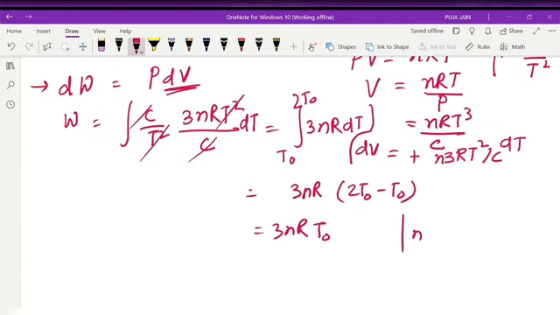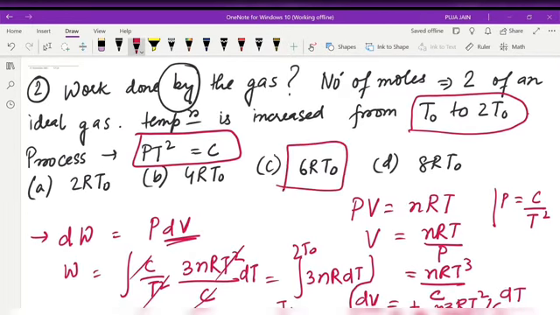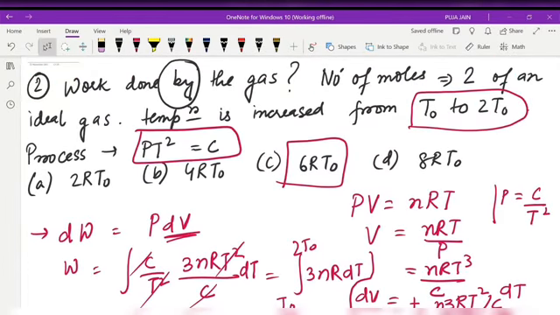N they have already provided as 2 moles. So we will substitute this, we get 3 into 2 R T0. So our answer is 6 R T0. Let's see which option is correct. 6 R T0 means option C. Our correct option is option C. You understood this? How we have to do this question? Okay. Next we will do another question.